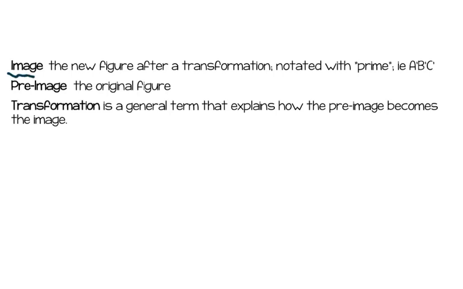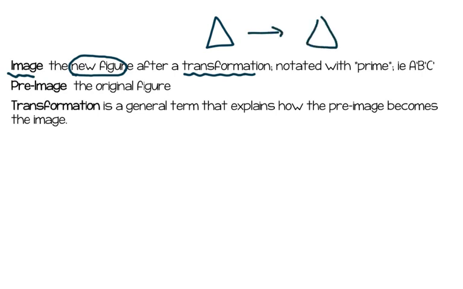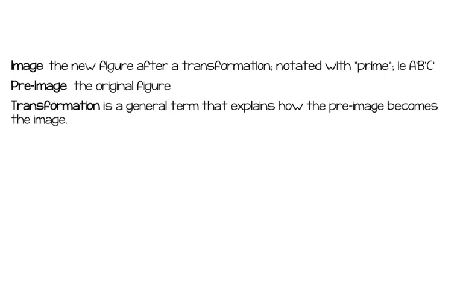So the word image, when I talk about an image, it's the new figure after a transformation has taken place. So when we talk about transformations, we're going to talk about movement of shapes. And you have seen these before, but when you take a shape, a translation means you're going to slide it. And so this would be the image, your new shape, and then this would be called the pre-image. So the prefix pre means before. So the image before is the pre-image, and the image after the transformation takes place is the image. Okay, then the second vocabulary, transformation, that's just a general form and explains how the pre-image becomes the image.